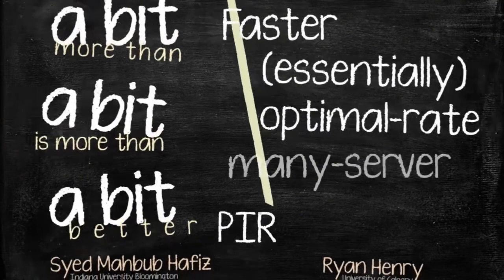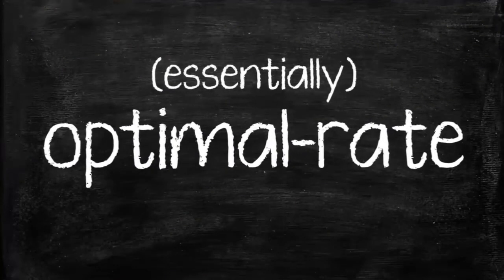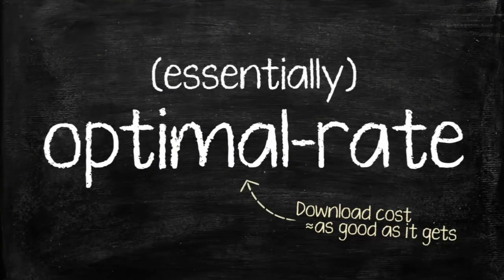Yeah. And few more words. Okay, so essentially optimal rate. So basically what this is saying is that the download cost of this protocol should be as low as possible. The word essentially shows up there because there are some ceilings and stuff in the equations.